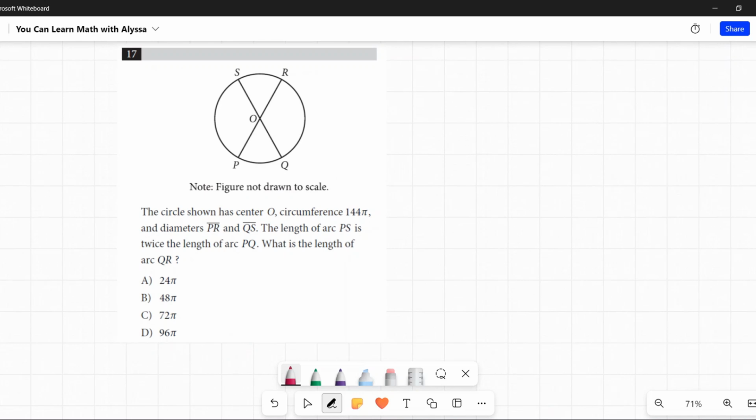17. Note, figure not drawn to scale. It means we can't measure it and try to figure it out that way. We have to do the math. The circle shown has center O, circumference of 144 pi, and diameters PR and QS. Okay, so they're telling us these are straight lines and they're going through the center. That's good. The length of arc PS is twice the length of arc PQ.